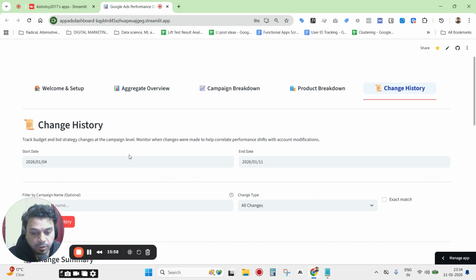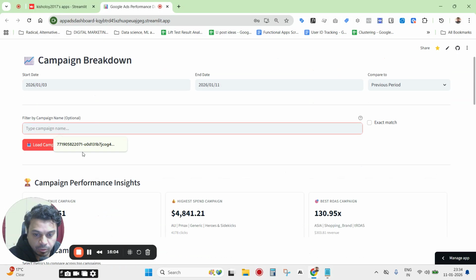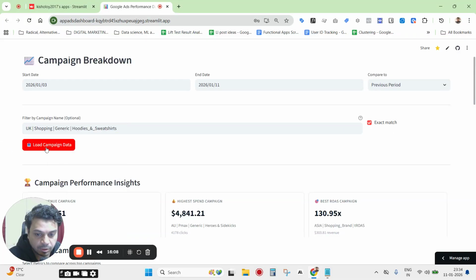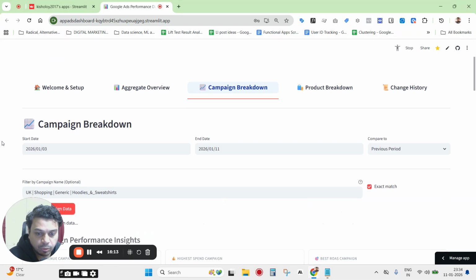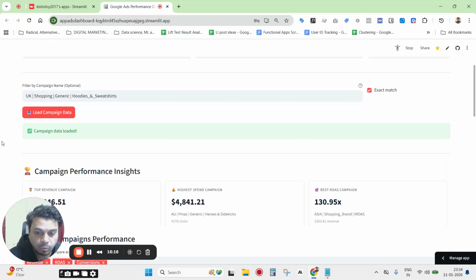So what I did is I jumped into the change history section, and from there I grabbed one of the campaign names, and I'm just going to filter for that name now. I'm going to paste that, and I'm going to search for exact match, and I'm going to ask it to load it again. So what it's now going to do is load this section, and load all the data again, but this time only for that one campaign.